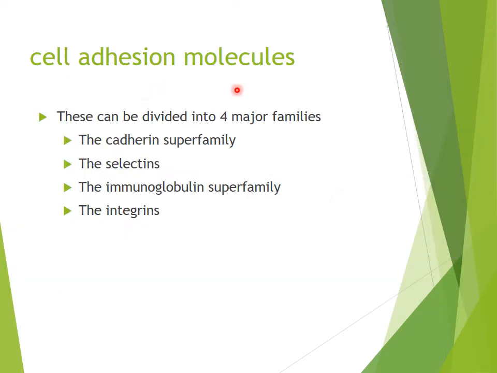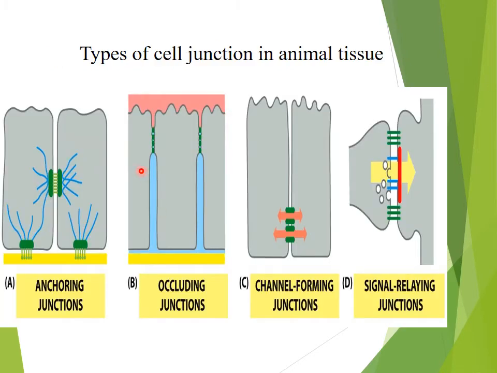Now, these cell adhesion molecules can be divided into four major families: the cadherin superfamily, the selectins, the immunoglobulin superfamily, and the integrins. Now this diagram shows you the different types of cell junctions. The anchoring junctions include the macula adherens, the desmosomes, and the hemidesmosomes. So we'll discuss them one by one.